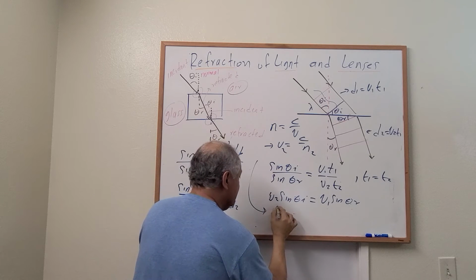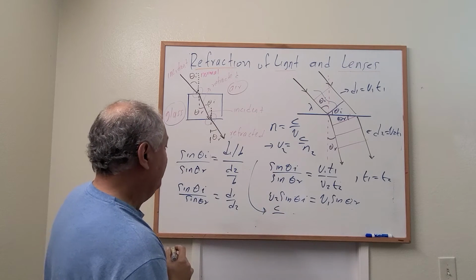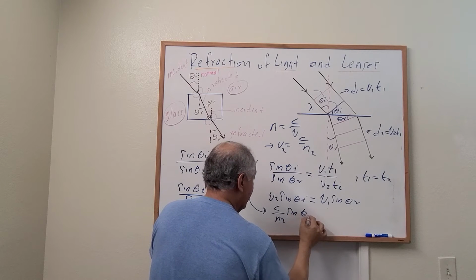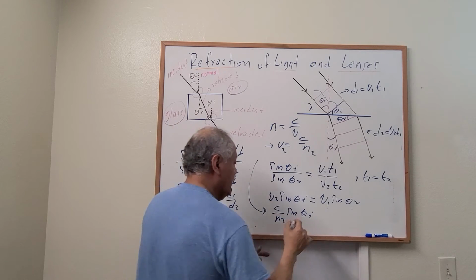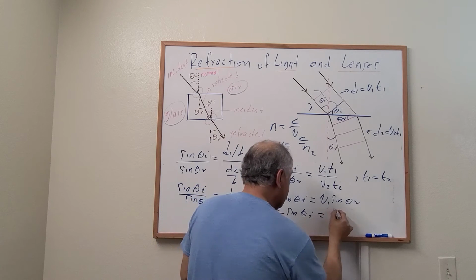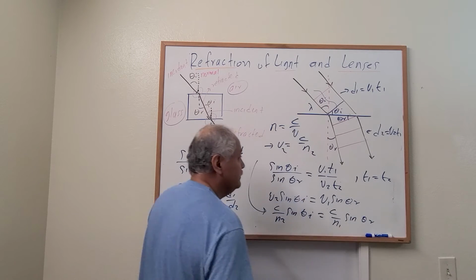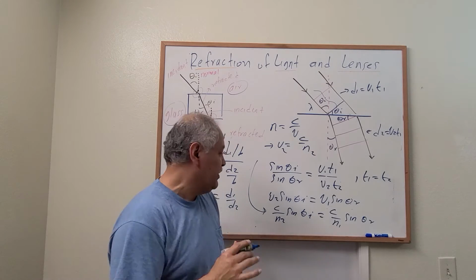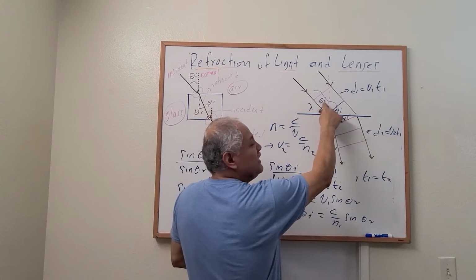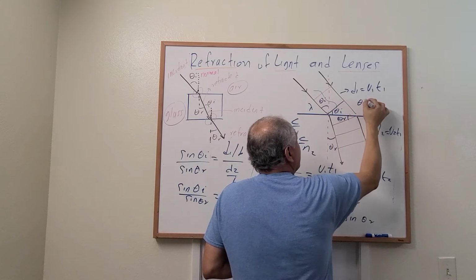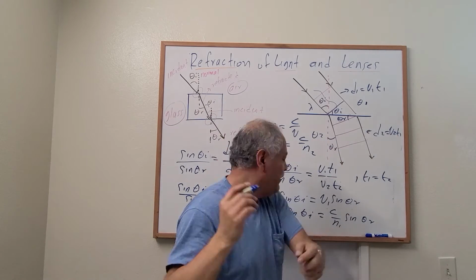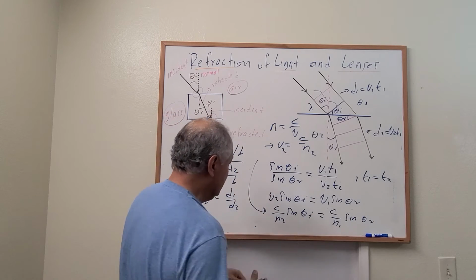So it's going to be C over N2 sine theta incident equals C over N1 sine theta refracted. Look, the C's cancel. Now let's match the subindices. I call this theta incident, or I can also call it theta 1, and right here I can call this theta 2, to match the subindices. When that happens, we rearrange this, and what do we have?